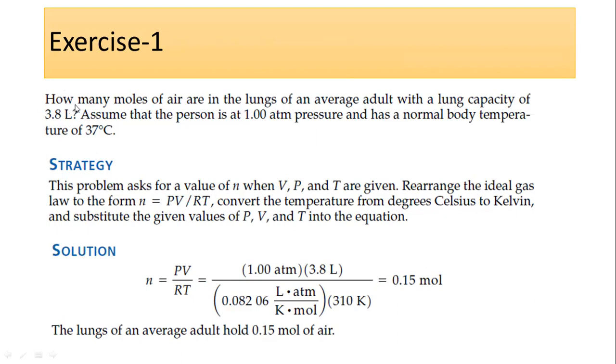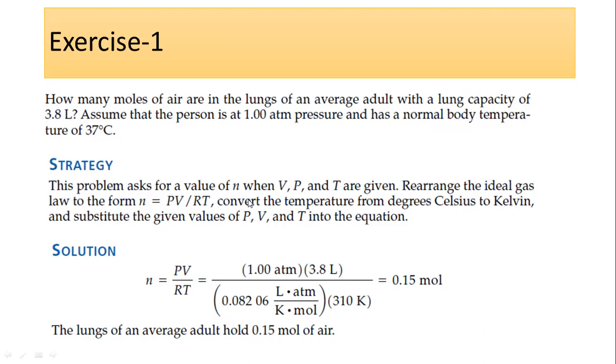The question is: how many moles of air are in the lungs of an average adult with a lung capacity of 3.8 liters? If it has 3.8 liters capacity, how many moles of air are present in the lungs? Assume that the person is at 1 atmosphere pressure and has a normal body temperature, and normal body temperature is 37 degrees Celsius. So this is the strategy explained over here.